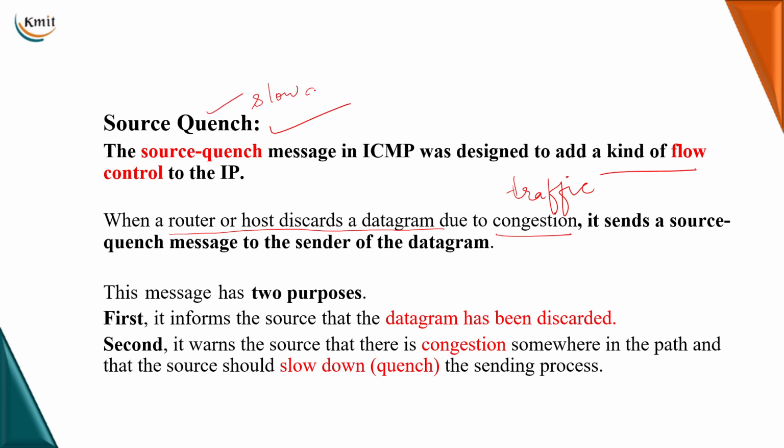So there are two uses of this message. The first use is that we are informing the source machine that the datagram was discarded, and the second advantage is that you are warning the source machine that there is congestion somewhere in the path and that the source should quench, or slow down, the sending process. By this you are providing flow control. You are asking the source to stop sending or slow down so that the load on the network is reduced, the congestion is reduced, and datagram loss is also avoided.